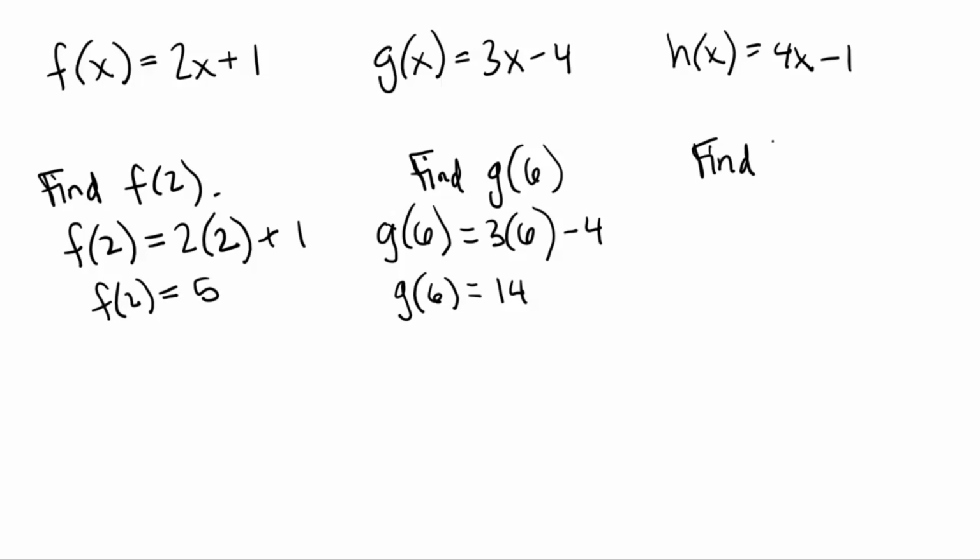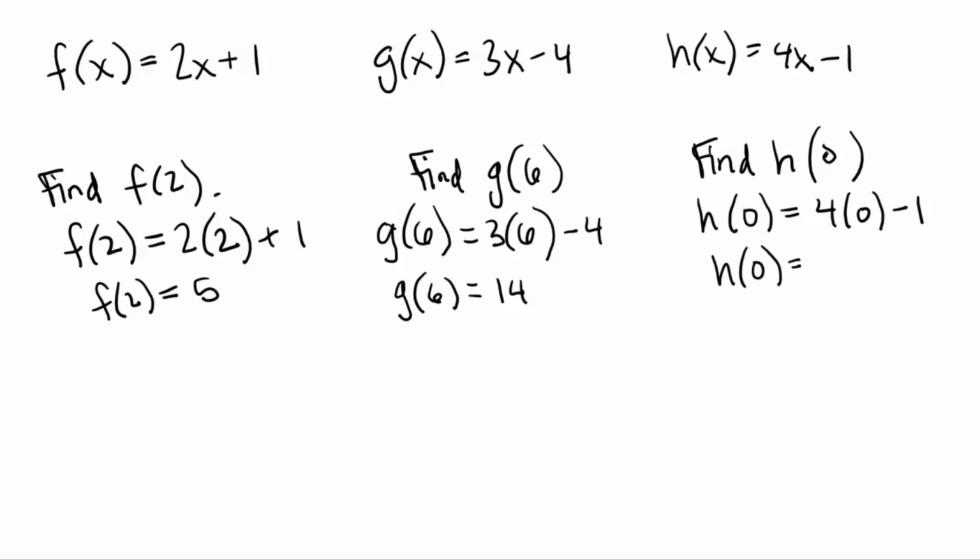And then if we say find h of 0. That tells us we're using function h. H of 0 means we are plugging in 0 for x. So we'll have 4 times 0 minus 1. 4 times 0 is 0, minus 1 would be negative 1. So h of 0 is negative 1. So that just tells us how we find the function name, so we know which function we're using, and it also tells us what number we are plugging in for x.